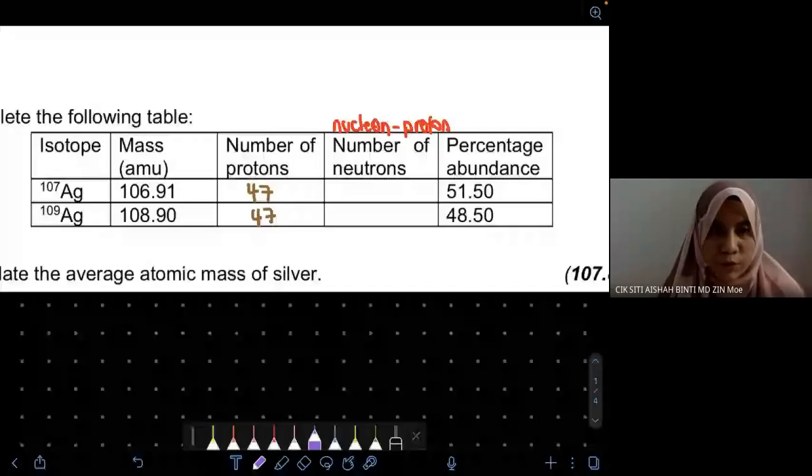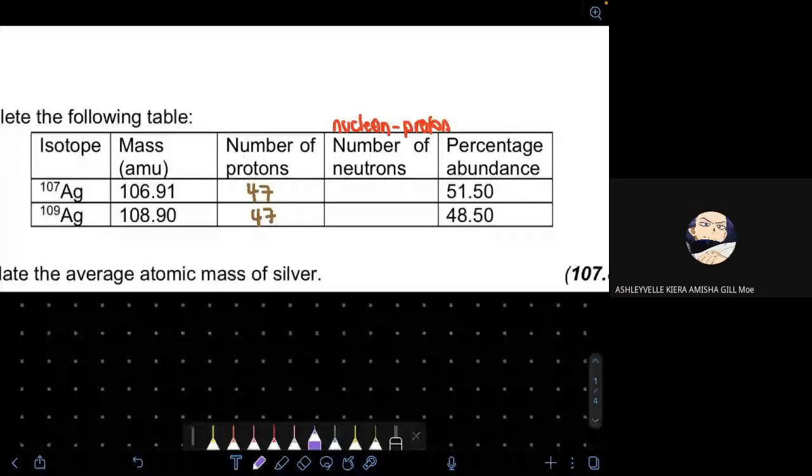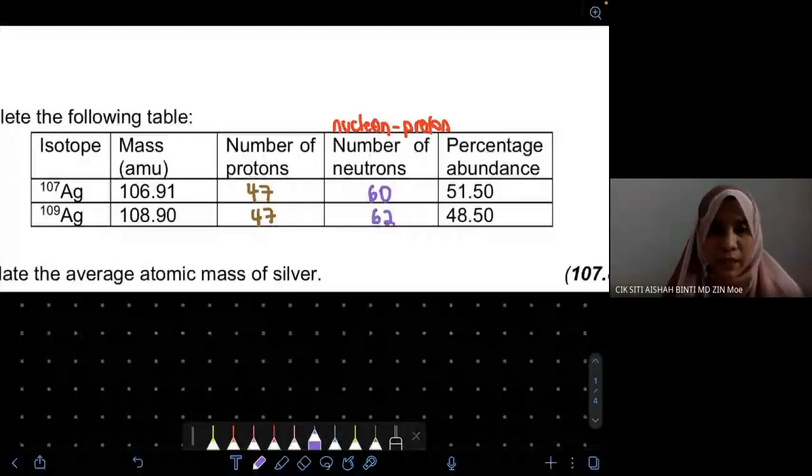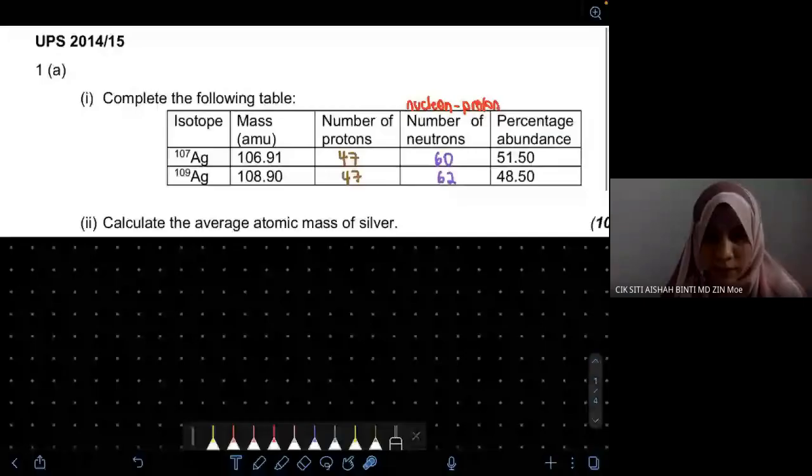What is the number of neutrons here for both of the species? The first one is 60 and the second one is 62. Okay, this one is 60, this one is 62. So we just subtract. I believe everyone got the answer for this one too. Okay, so this question, number 1A1, is done. I assume it's a 2-mark or 1-mark question.